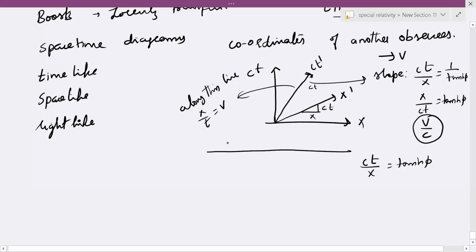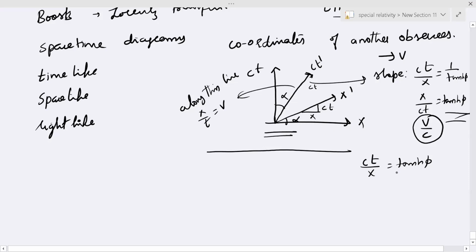Now we'll start the next part of this. This we discussed in the last class. We obtained the coordinates. How do the coordinates of an observer O prime or S prime look in the frame S, in the XCT plane? This angle and this angle are the same. This CT prime axis has an angle alpha with respect to CT, whereas this X prime axis has the same angle alpha, but with respect to the X axis. That's what we understand from these things.